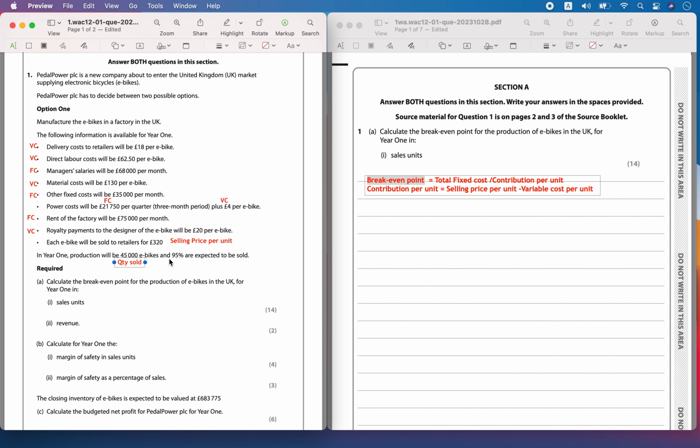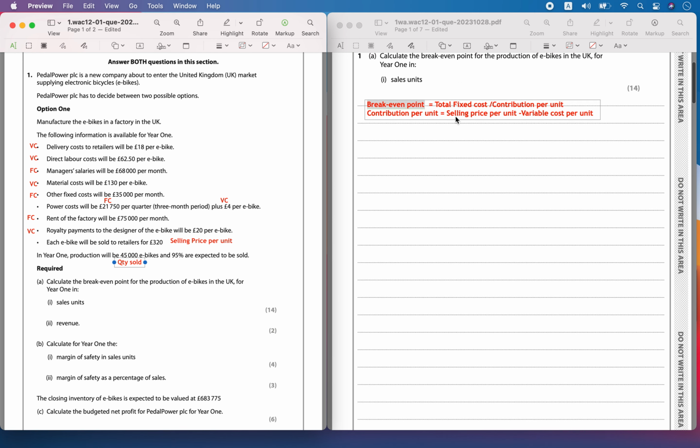Now let's calculate the total fixed cost, and this has to be done for the entire year. Bear in mind everything has been given for a month, but you will have to calculate this for 1 year. What will be your break-even point?